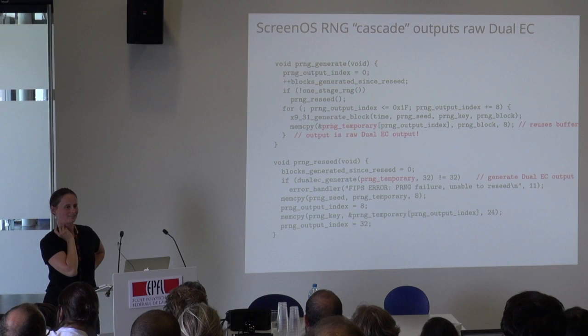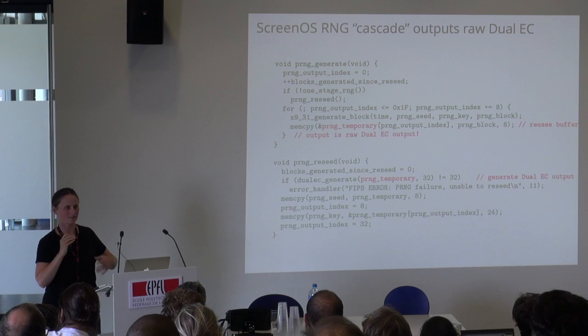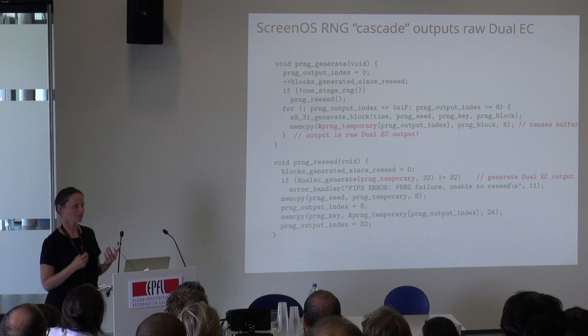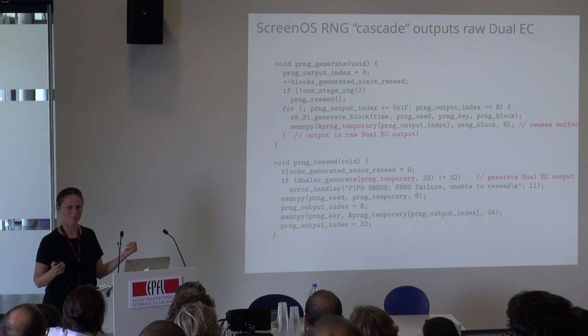So after this for loop never runs, this buffer that's supposed to contain ANSI X931 output actually contains raw dual EC output. So unlike Juniper's claim, their RNG cascade actually contained a subtle vulnerability, and was outputting raw dual EC for the use of whichever attacker is playing with stuff here.